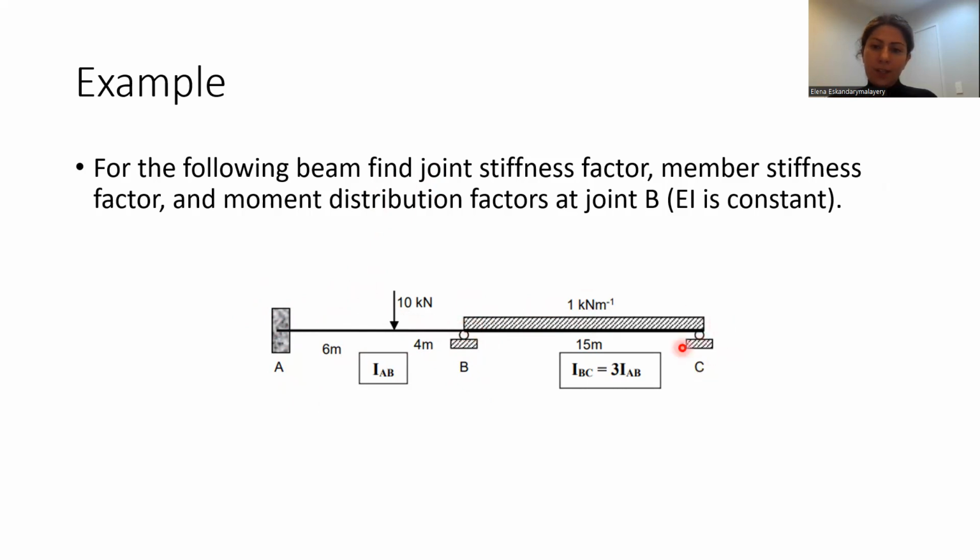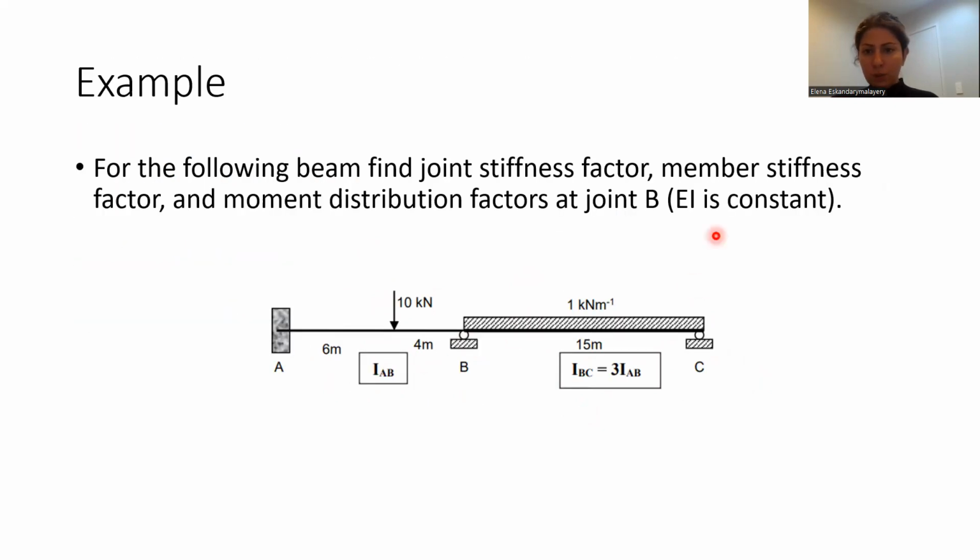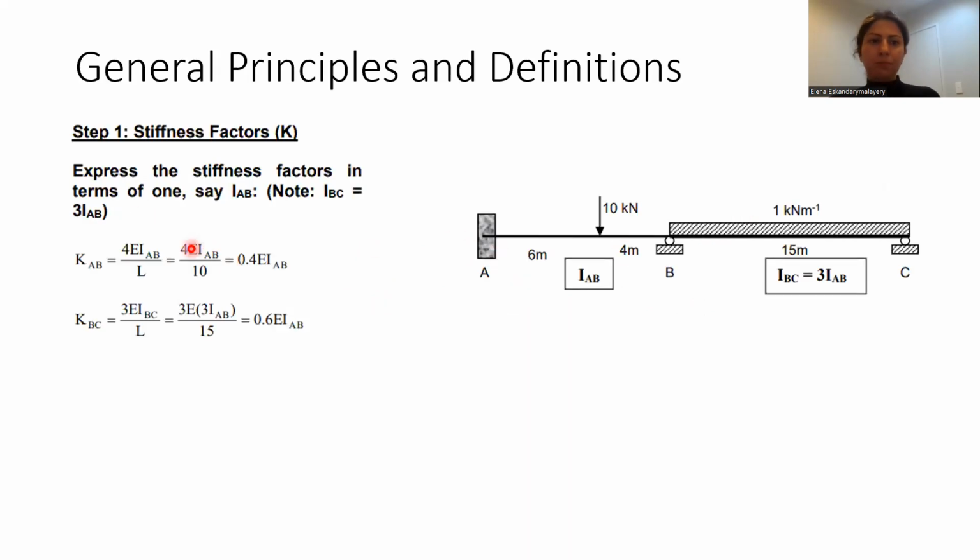So, here we have a roller, one UDL and one point load. As you can see, I, the moment of inertia for AB, is IAB. Don't worry about the value, just consider IAB, and for BC it is 3 times IAB. Okay, let's see how we calculate the different factors. Also, as you can see, EI is constant all through the beam.